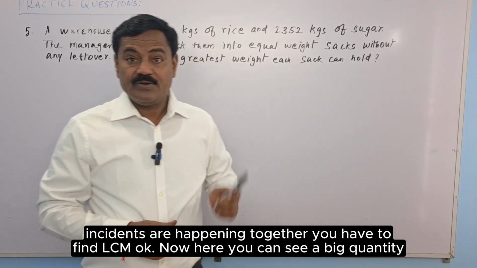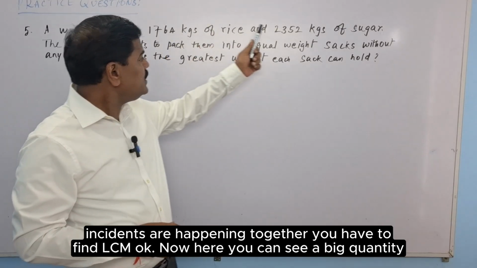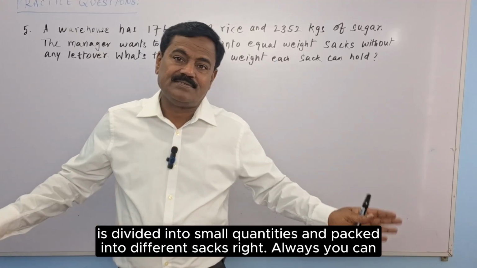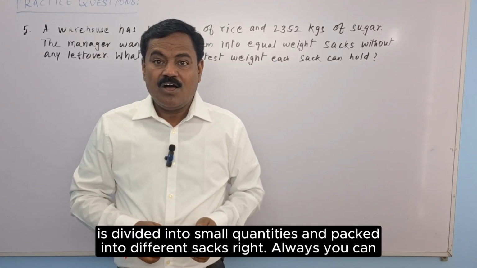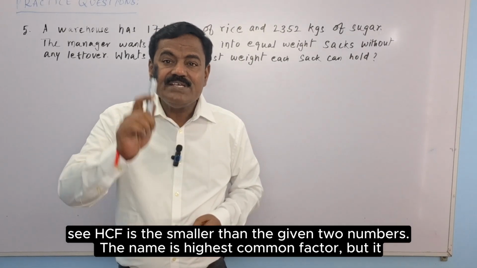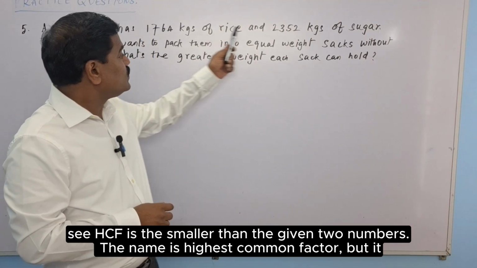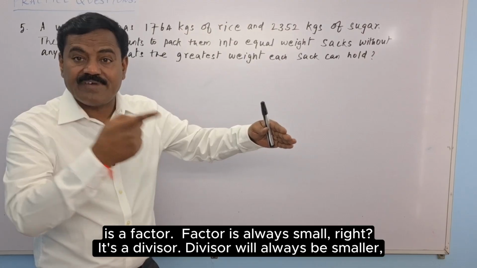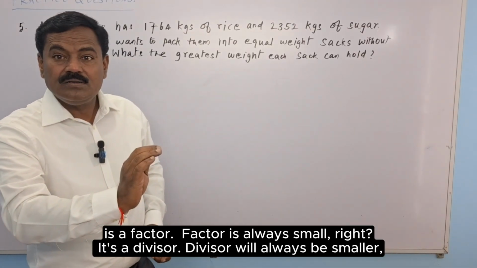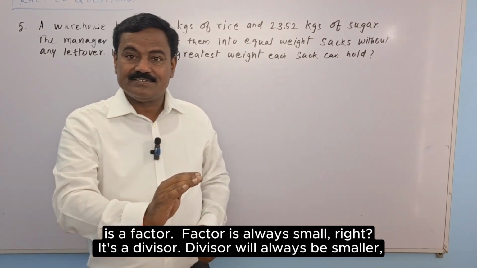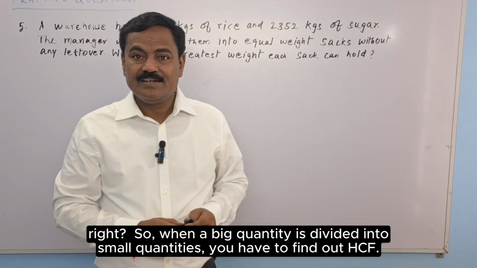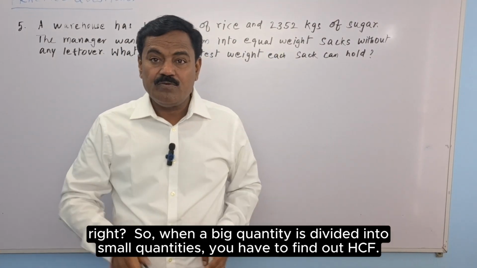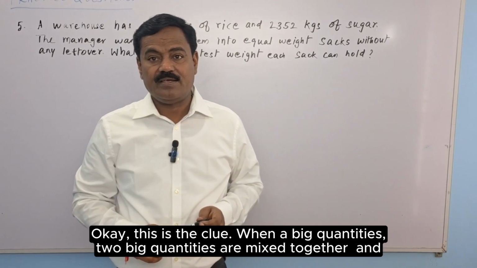Now here you can see a big quantity is divided into small quantities and packed into different sacks, right? Always you can see the HCF is smaller than the given two numbers. The name is highest common factor, but it is a factor. A factor is always small, right? It's a divisor, and a divisor will always be smaller. So when a big quantity is divided into small quantities, you have to find out the HCF. Okay, this is the clue.